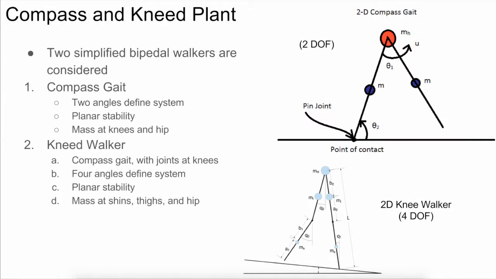The systems we will be investigating in this project are a compass gait and a kneed compass gait. These are two simplified planar bipedal walkers that are shown here. The compass gait is shown in the top right. There are two angles that define the system. It also has masses in the middle of each leg and one at the hip. The kneed walker, which is shown below, is defined with four angles since it has two knees that can also bend. In each system, we treat one of the angles as a pin joint about the stance foot and the ground.